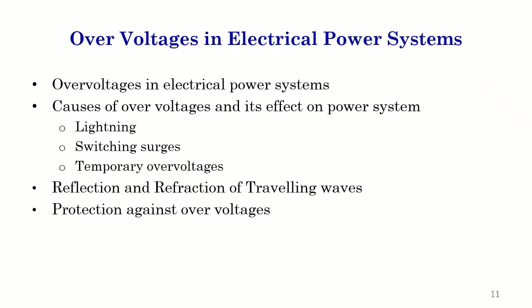The main reasons behind the over voltages are lightning over voltages, switching over voltages, and temporary over voltages. We are going to discuss the characteristics of all these three over voltages later. And then based on the over voltages occurring in the power system, there may be a chance to have traveling waves.